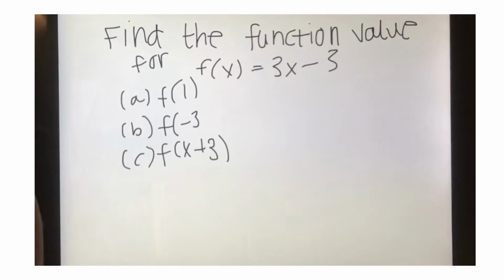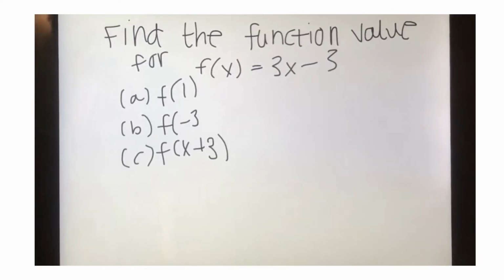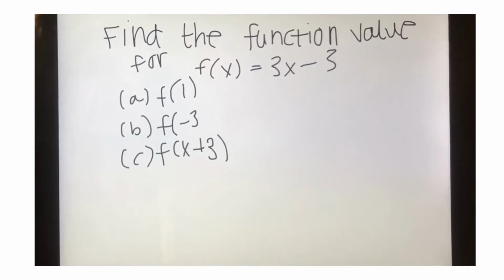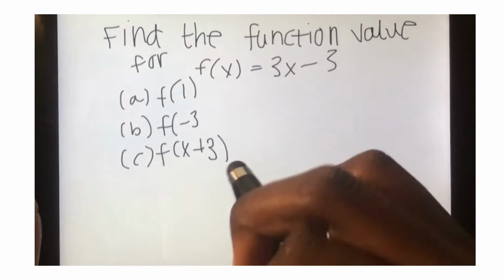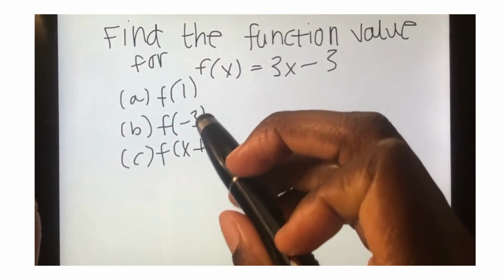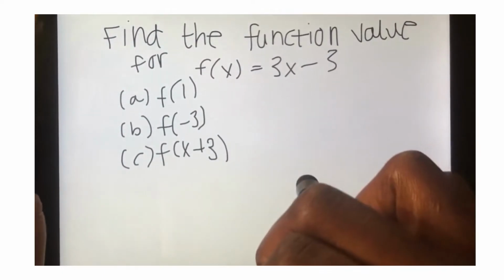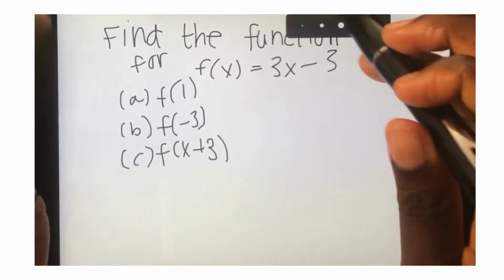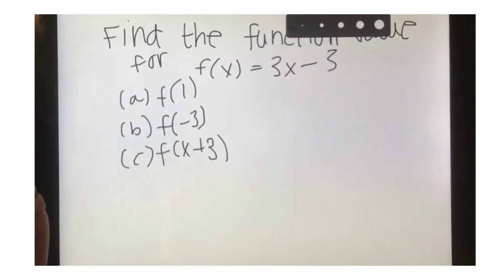So how do we solve this? It says find the function value for f of x equals 3x minus 3, and we have f of 1, f of negative 3, and we also have f of x plus 3. So the first thing that we want to do is understand function notation.